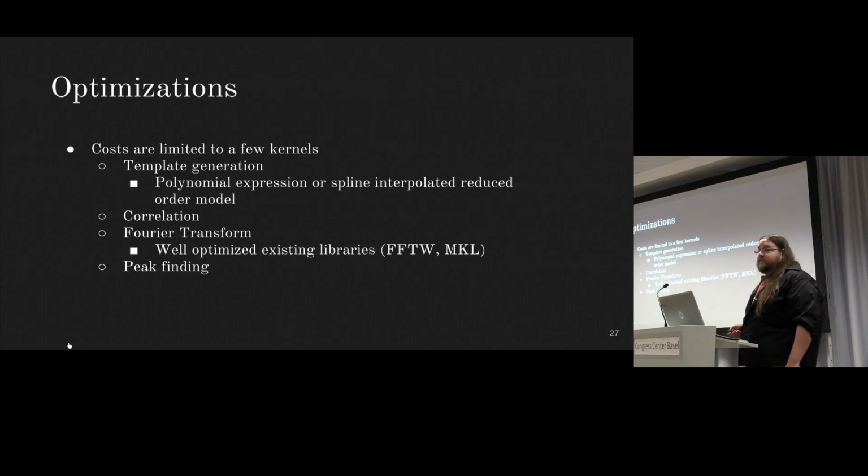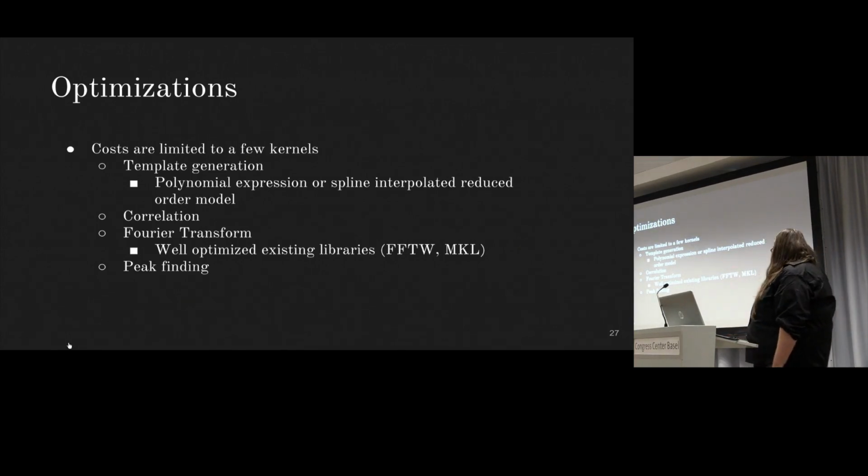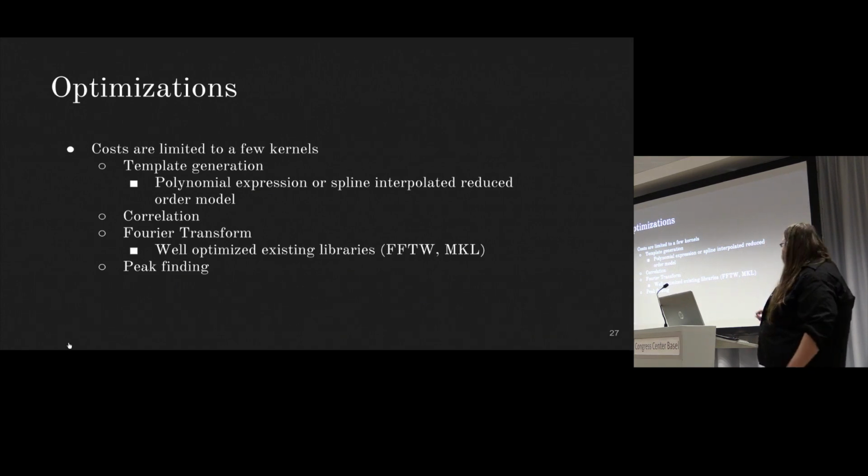And so the first thing we do is, of course, use other people's work. We use the well-optimized FFTW library, which also allows you to optimize for the hardware you're on. And where possible, we also use the Intel Math Kernel Library. And of course, the other things we do are things like peak finding. In general, though, the two areas of real concern are template generation and the fast Fourier transform.